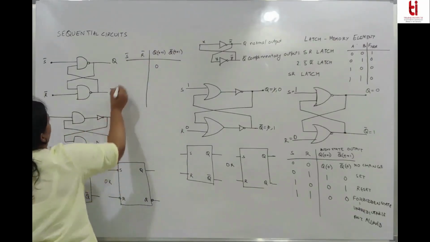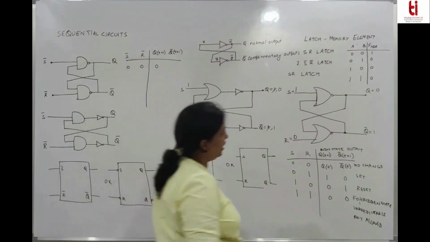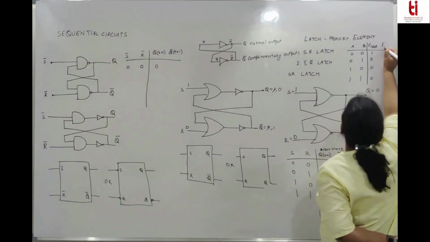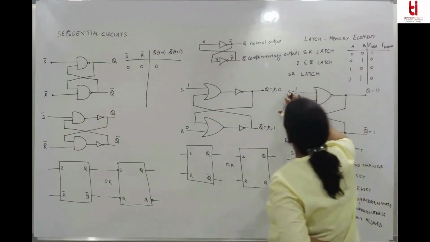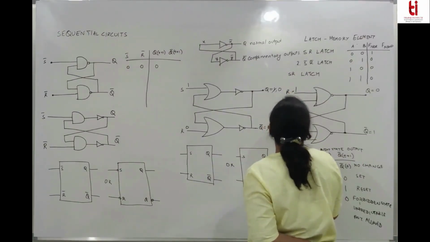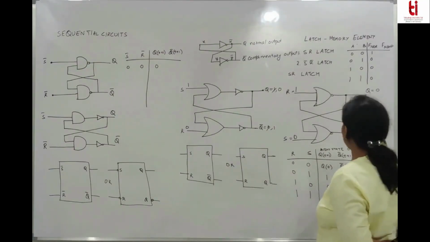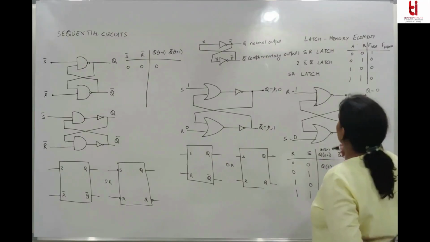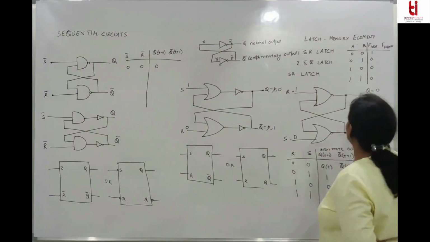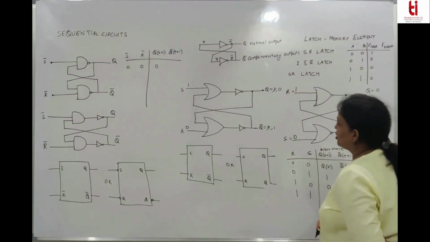Again, no problem when both are 0 0. Now in a NAND latch, if you look at a NAND latch, sorry, this is R, this is S. So when set is high, output is set. When R is high, output is reset. So it is also called active high latch. SR latch with NOR gates is also called active high latch.